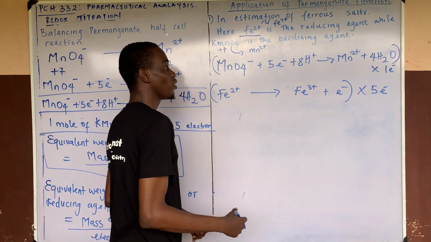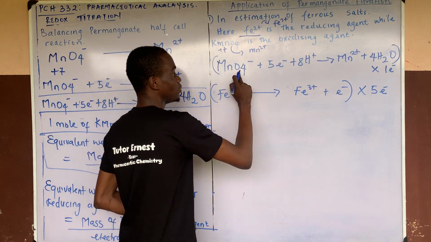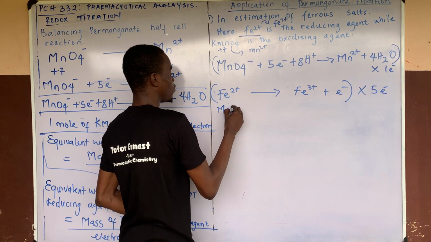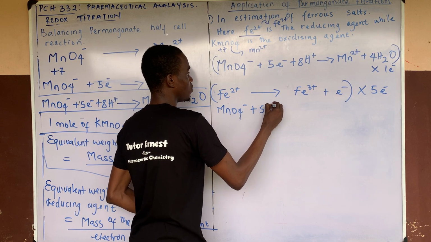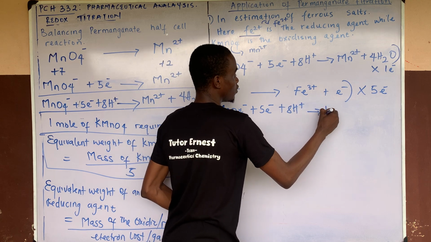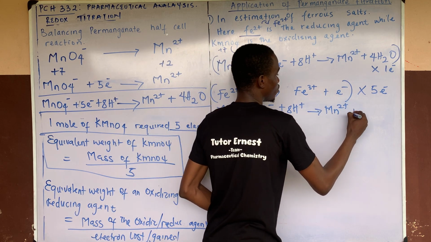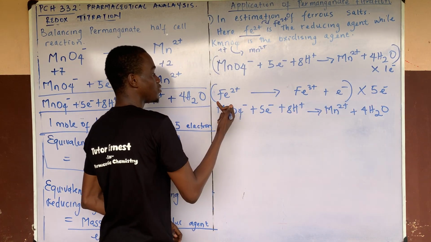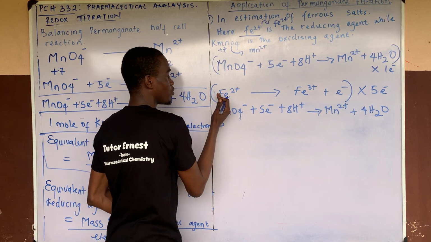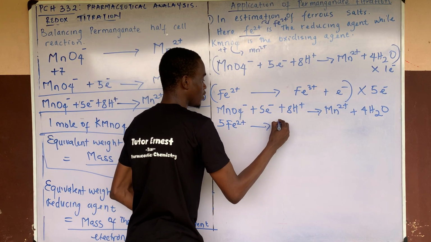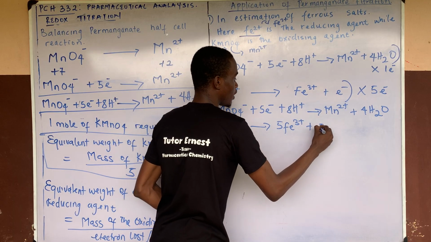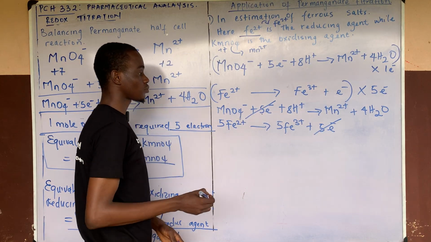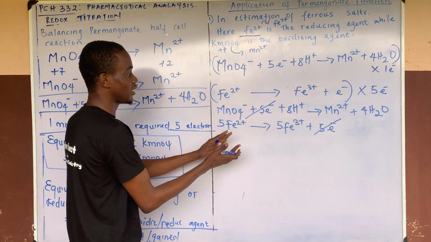Multiplying by one, the permanganate equation stays the same: MnO4- + 5e- + 8H+ gives Mn2+ + 4H2O. Then the 5 will multiply everything in this bracket: 5Fe2+ gives 5Fe3+ + 5e-. Now because we have 5e- on both sides, they cancel out. So we join the reactant side and the product side together.